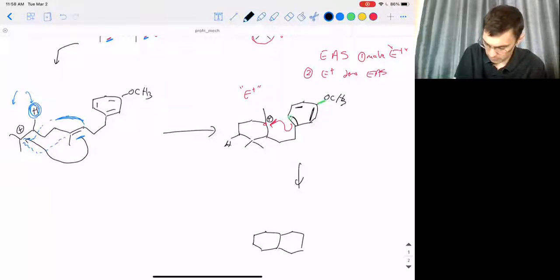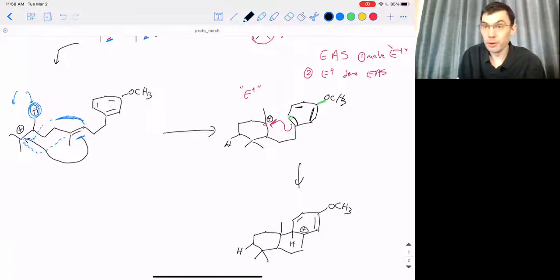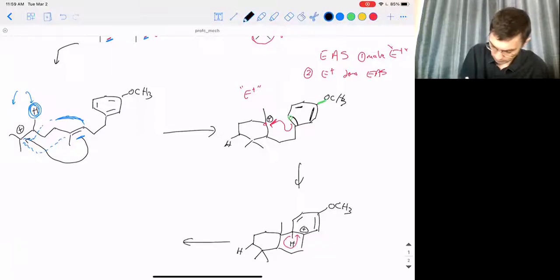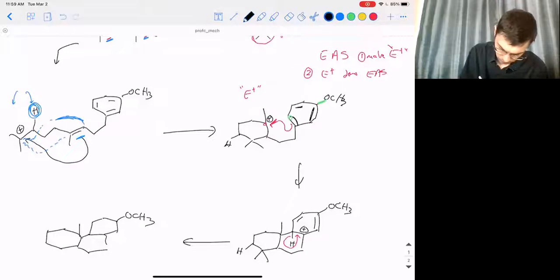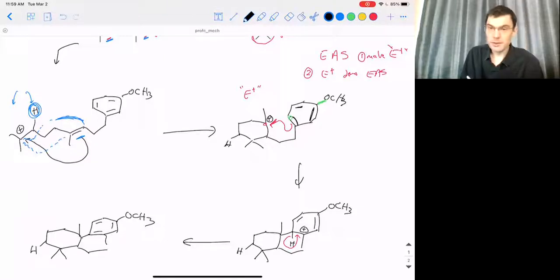What am I missing here? And I now have an H, and then I'm going to put the positive charge over here. And then this was the H that we started with originally, all the way back at H+. Now from here, we can just have this hydrogen come off and reform that double bond. Ta-da, product.